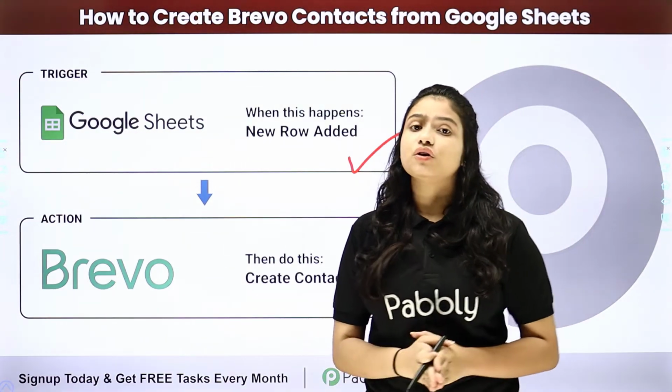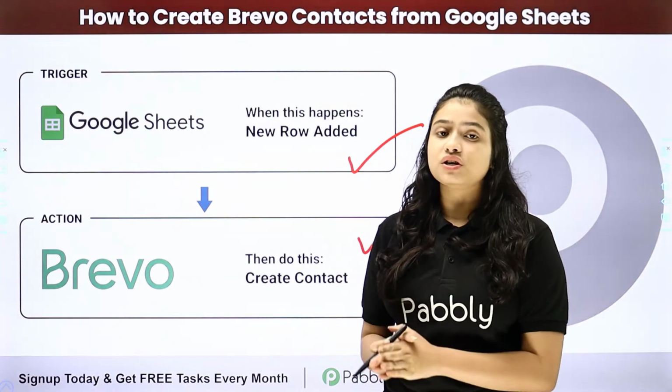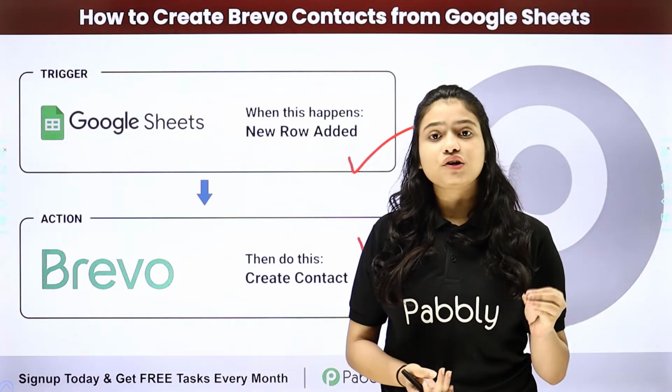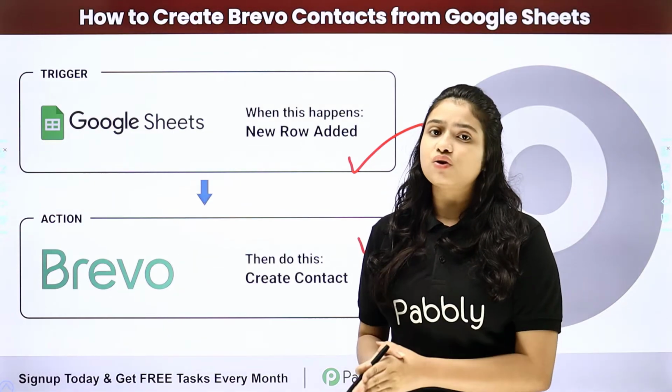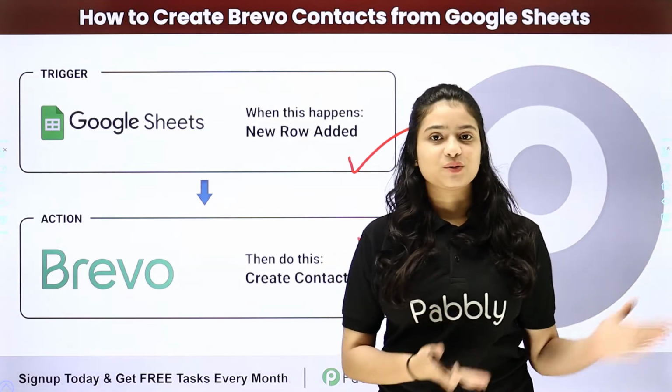So we will be connecting both of them by using Pabbly Connect in such a way that whenever a new row is added in your Google Sheets along with the details of a person, automatically by using the same response, a new contact will be created in Brevo. And to learn the entire process step by step, let me take you all to my screen.